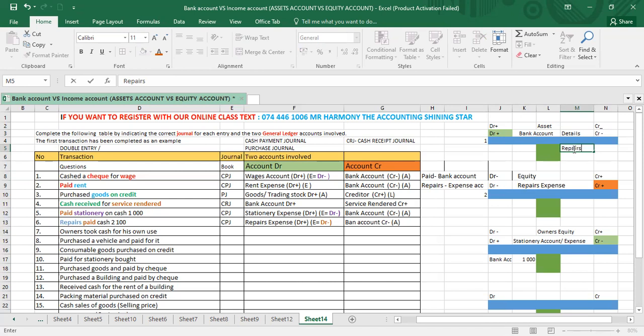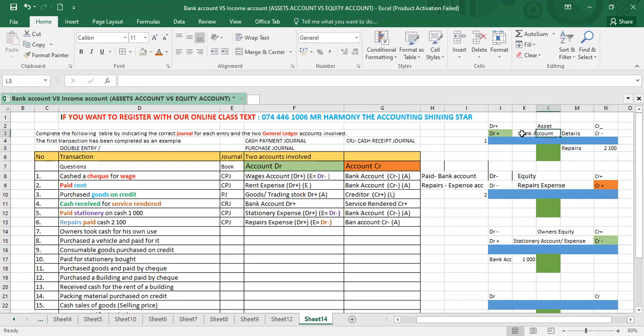You are repairing the business car, or maybe you are repairing a laptop in your business, it was broken, or you were repairing a printing machine in your business, it was broken. So this is the money for repairs. You are repairing something. Your car, the tire exploded, so you paid for a new tire, or someone fixed the old tire. It is for repairs. How much was the money for the repairs? The repairs money was worth 2,100.